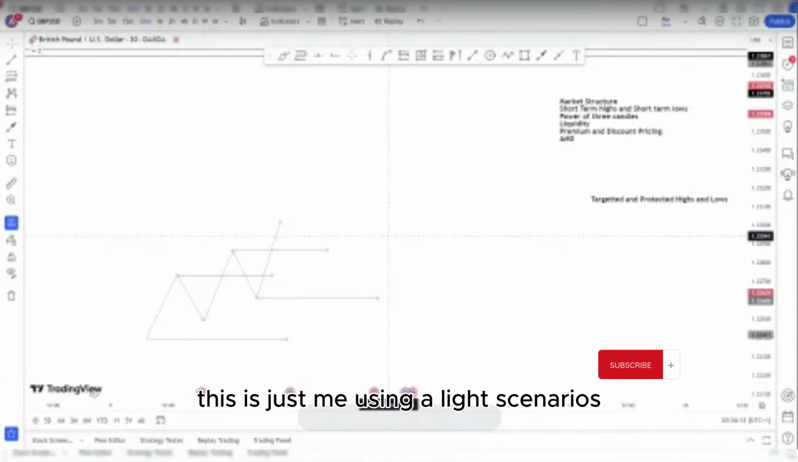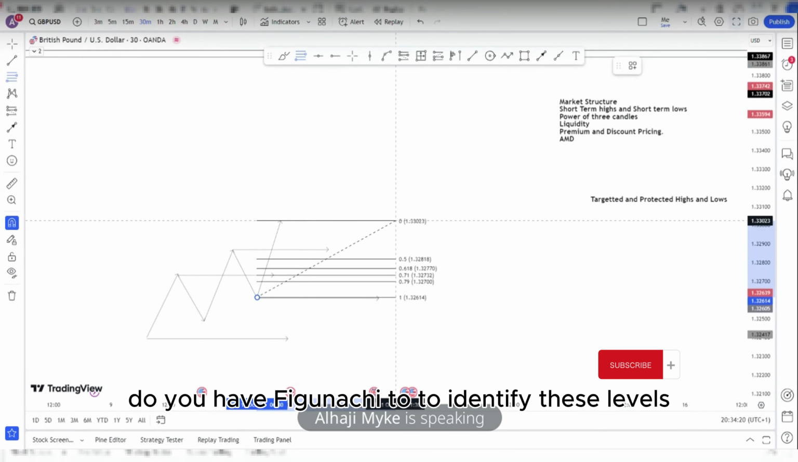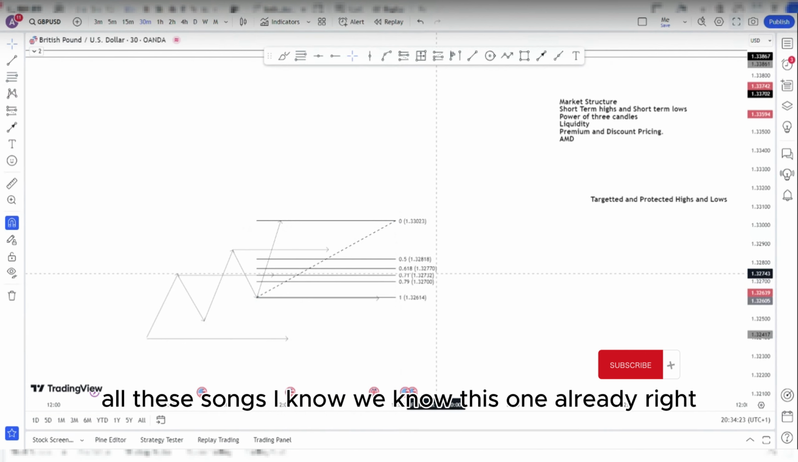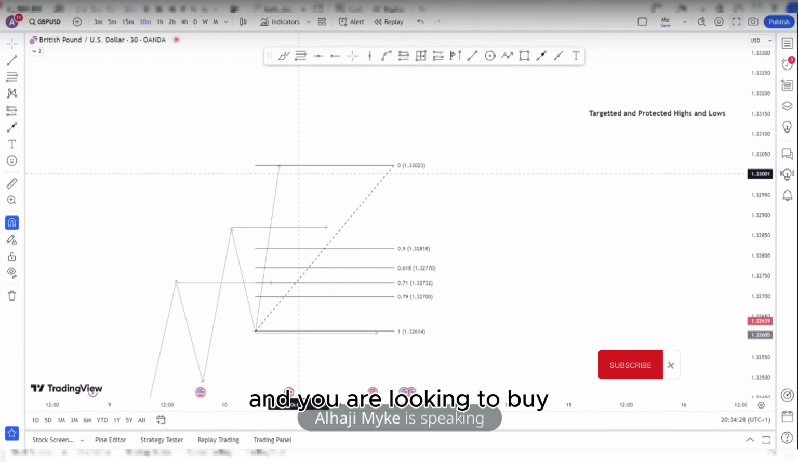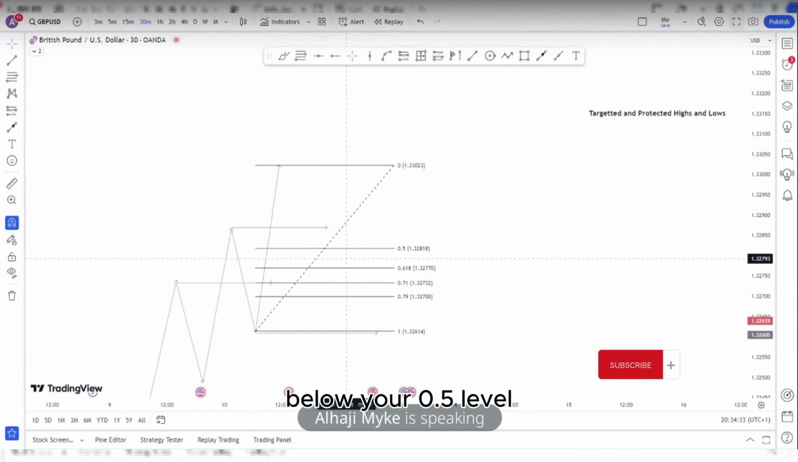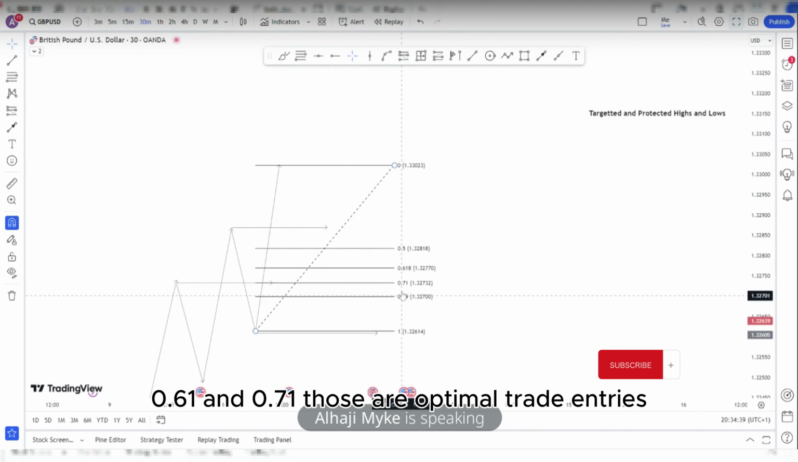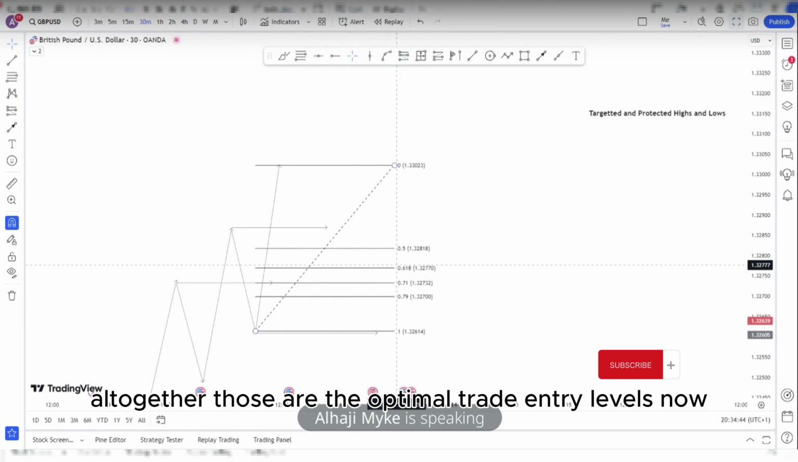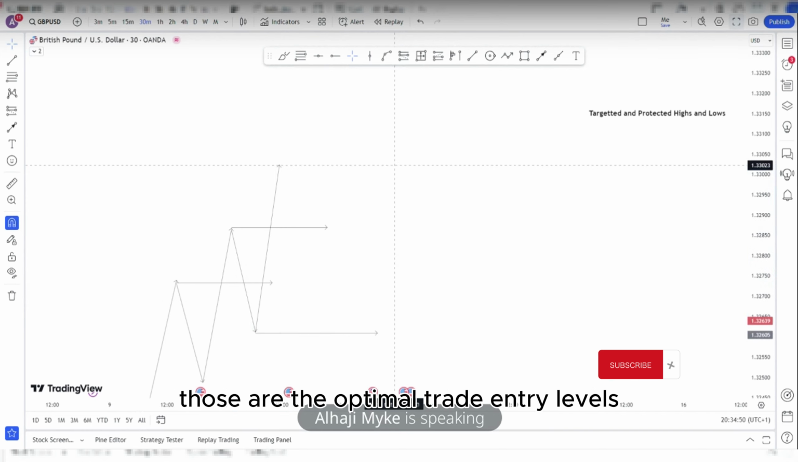So this is just me using a life scenario as an example here. Look at this. You use your Fibonacci tool to identify these levels. All these ones, I know we know this one already, right? So when price breaks a structure and you are looking to buy, you should be looking to buy below this level, below your 0.5 level. Ideally, the optimal trade entries are 0.71, 0.61, and 0.71. Those are your optimal trade entries. Are we together? Those are the optimal trade entry levels.